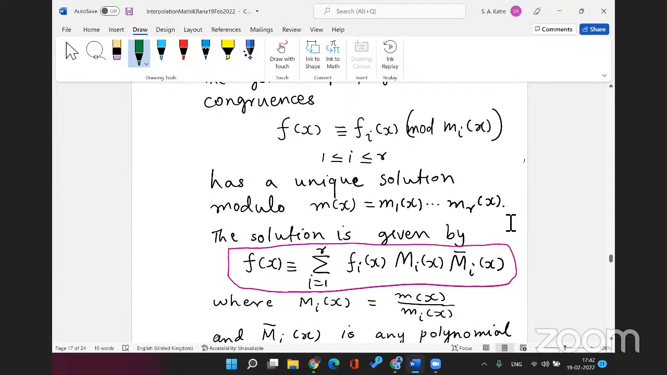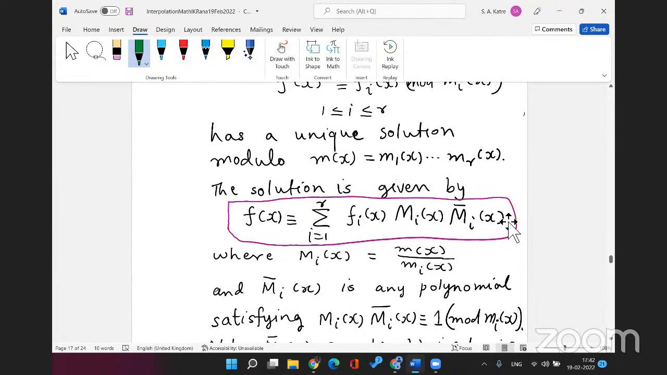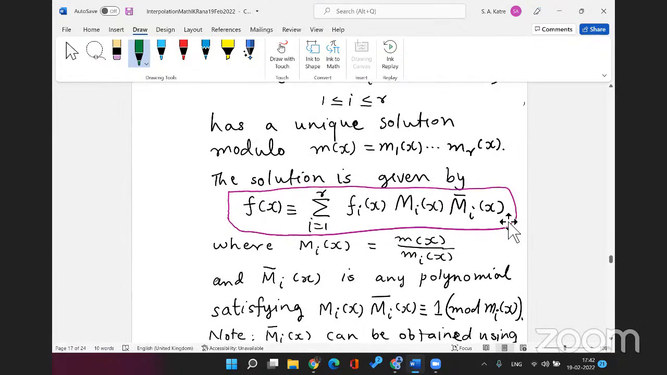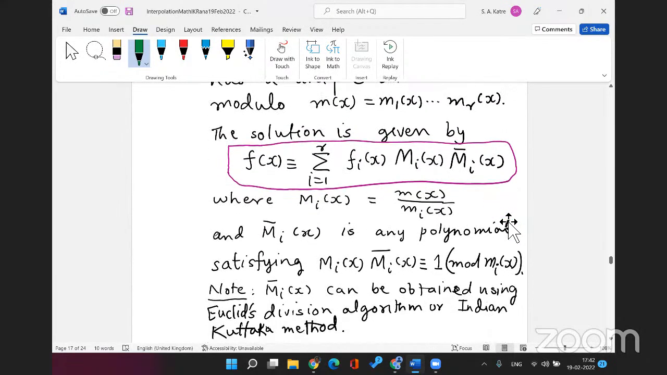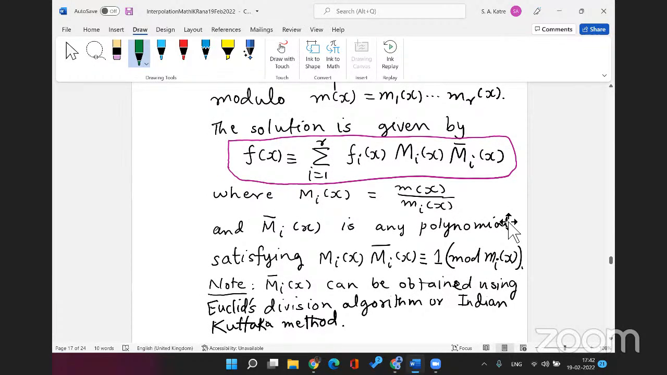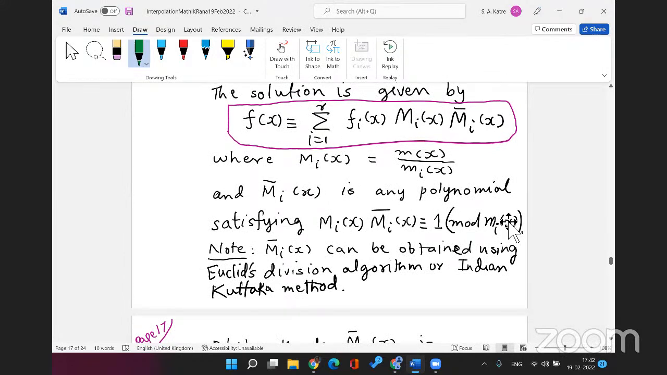And the answer is given by the same formula which is there for numbers. Summation fi Mi Mi bar, where capital Mi means m(x) upon mi(x). Same thing, same formula. Mi bar is such that Mi Mi bar is congruent to 1 mod mi(x). That means the difference between this left hand side polynomial and 1, that difference is divisible by mi(x). That is our requirement. Such a mi bar(x) is called an inverse.